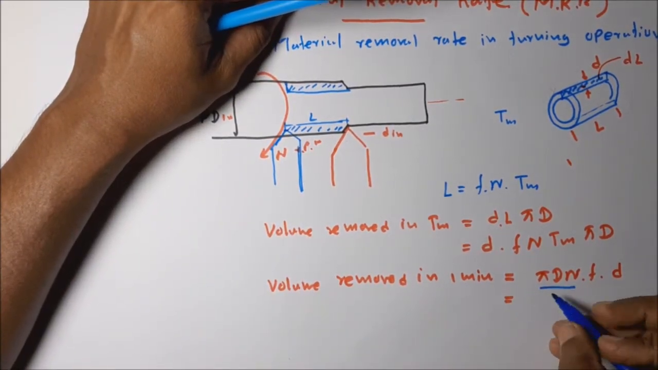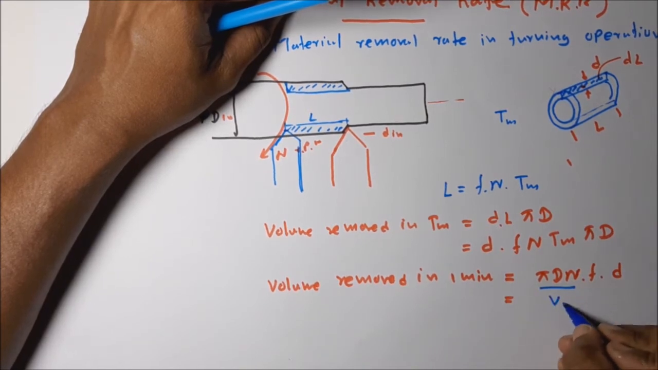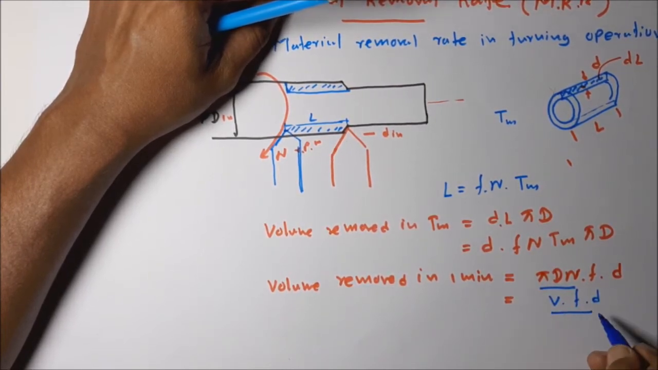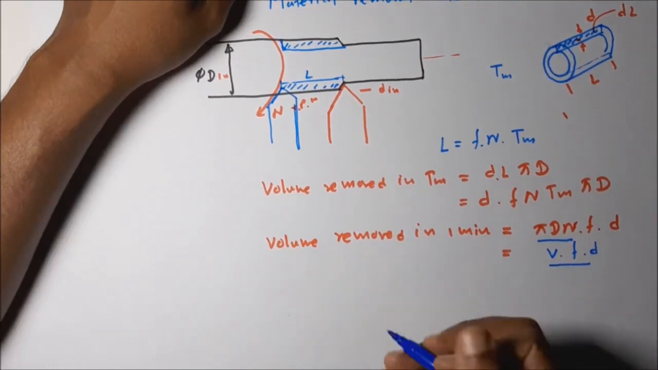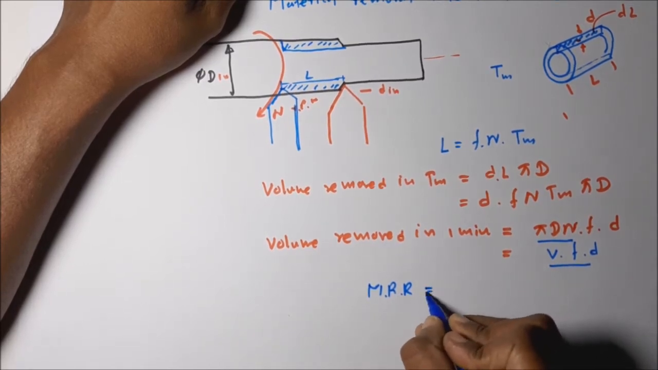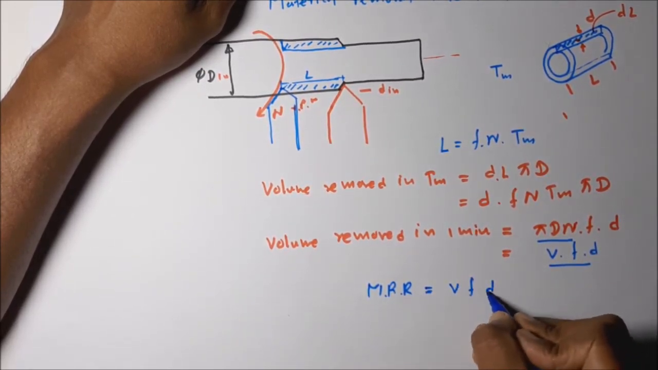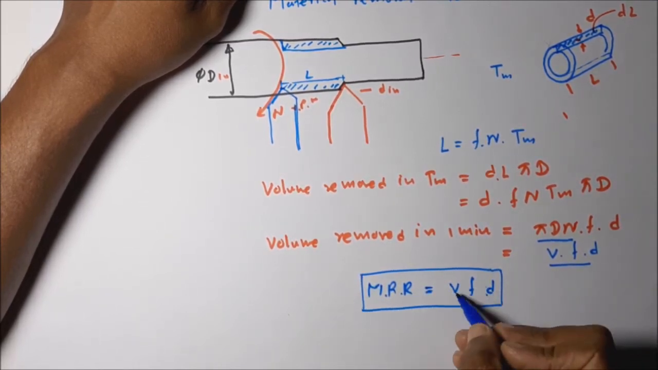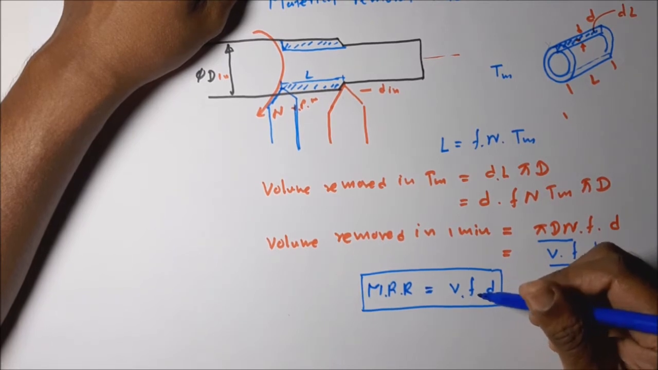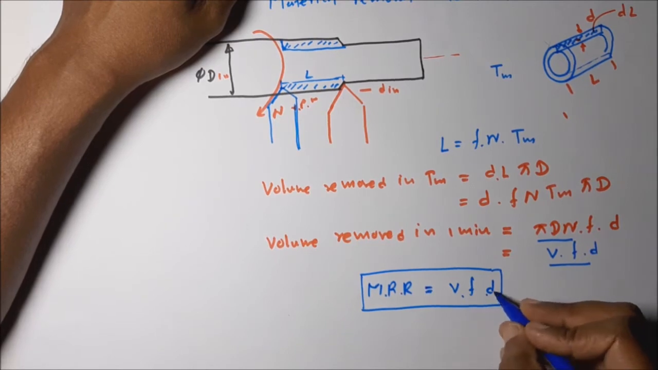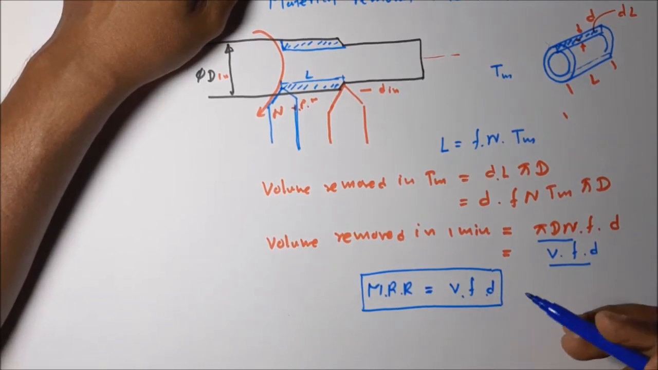5DN, we already obtained, is the equation for V, the cutting speed. F is the feed rate, and D is the depth of cut. So then we are getting the equation for the material removal rate. Material removal rate in a machining turning operation is equal to V F D. The V means cutting speed, F means the feed rate, and D means the depth of cut.